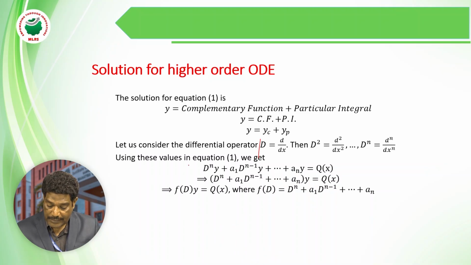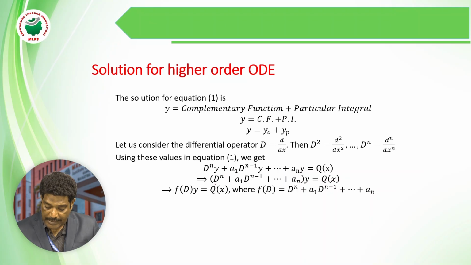So using these values in equation 1, we get D^n y + a1 D^(n-1) y + and so on, plus an y equals Q of x. So here the derivatives are replaced by the respective differential operators. From here, you can take y common.